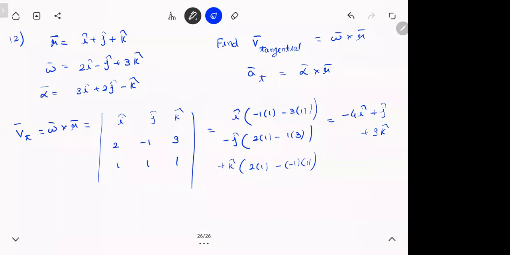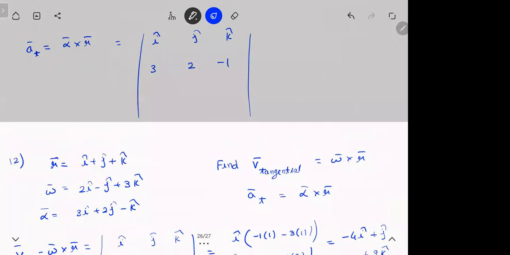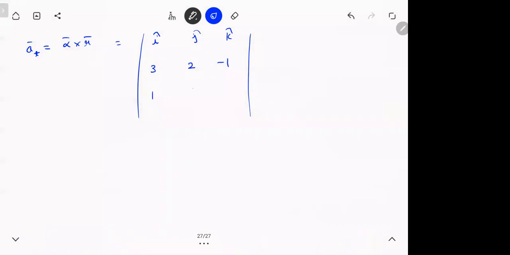Done. Next one. So A tangential will be alpha cross R bar. i j k. Alpha is 3, 2, minus 1. This is 1, 1, 1. This is i into 2 minus minus 1, 2 plus 1, 3 plus 1, 3 minus 2. 3i minus 4j plus k cap. Check it out.